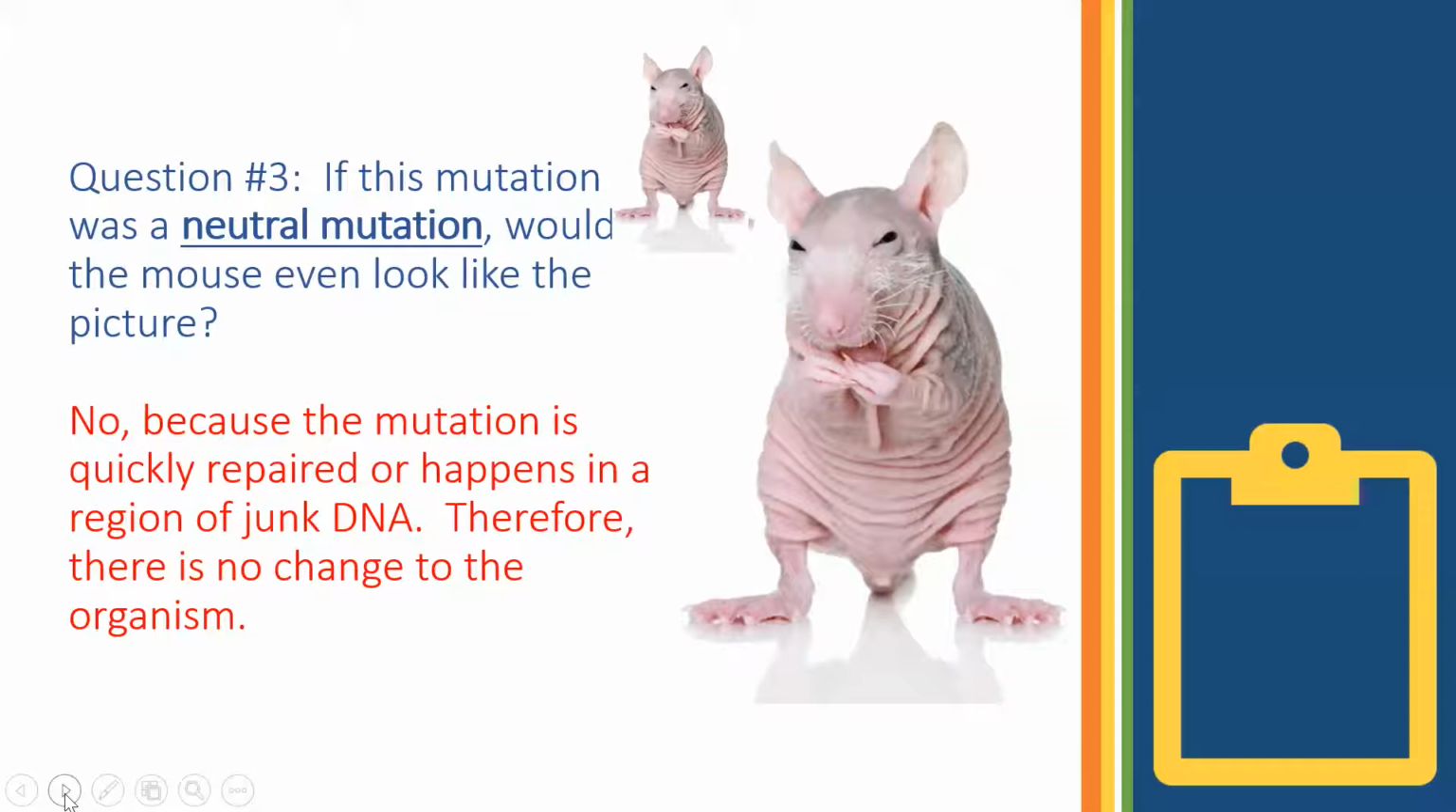So in either case, it doesn't seem like there would be any change to the organism. So the mouse actually wouldn't look like what you see on the screen. The mouse would have hair, and that neutral mutation wouldn't have any change to the organism. Take a moment to put down your finalized response on your journal slip.